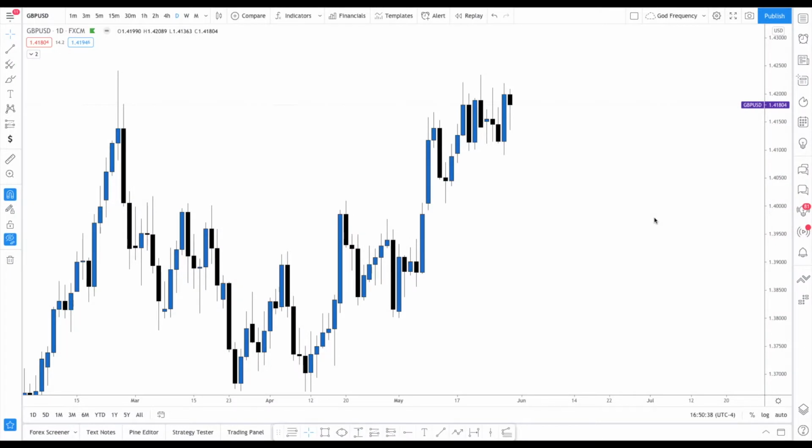Alright, so I'm gonna break down this GBPUSD weekly profile for you guys. Just give you my perspective and my thought process, what I was looking at, and how I initiated a trade this week. And so, what you see here right now, we're on the daily chart.